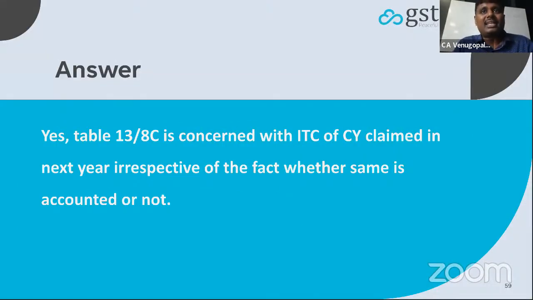So 8C and 13C is concerned with the ITC of the current year claimed in the next year. So it's a statement of the fact whether or not it is accounted. So please note, in GSTR 9 you are reporting it whether or not it is accounted, but in 9C table 12 you will only be reporting when it is accounted. So to that extent you will have a difference between 9C and this.